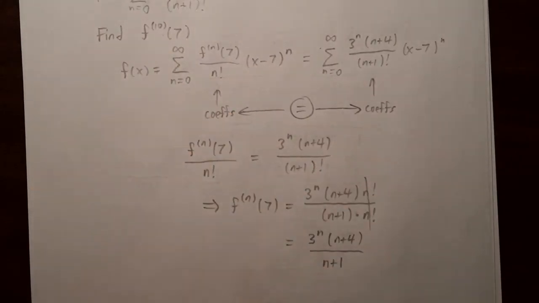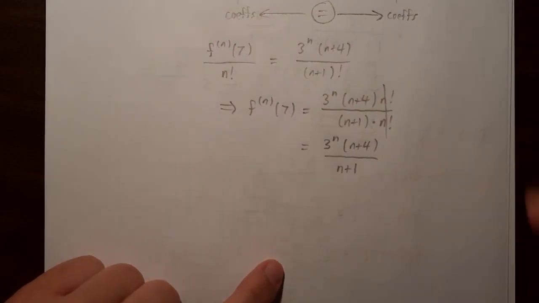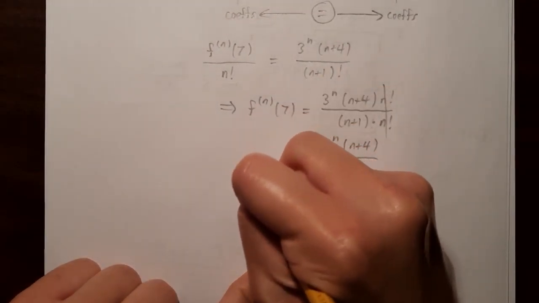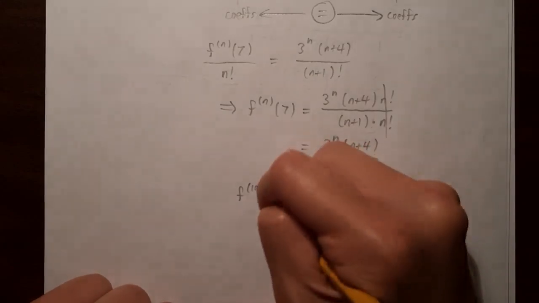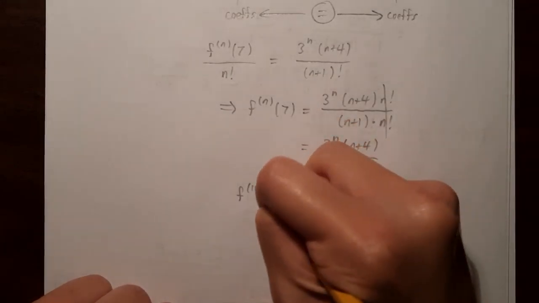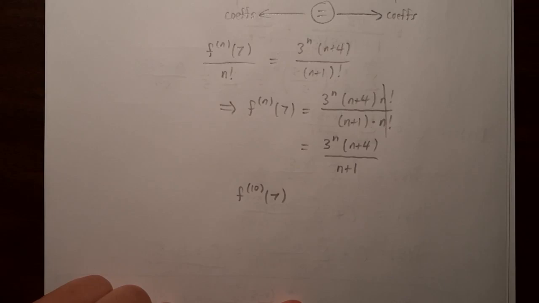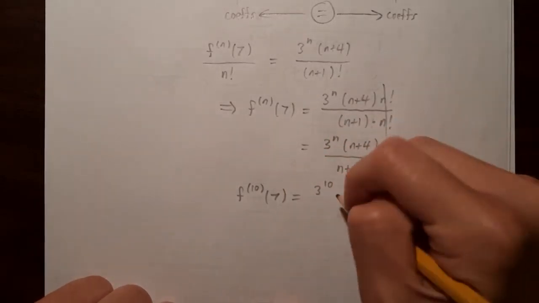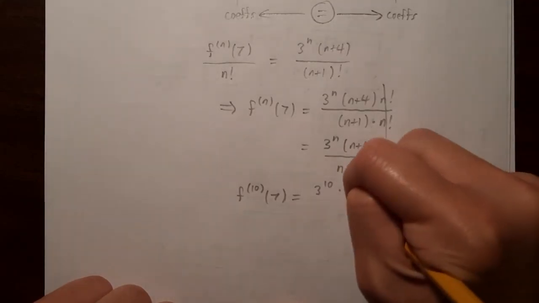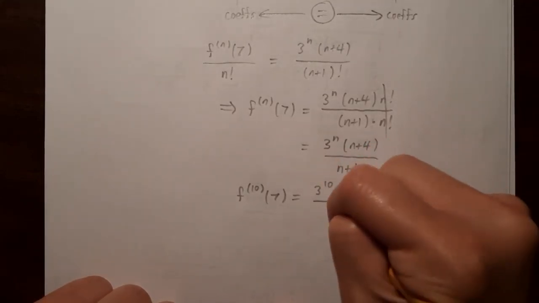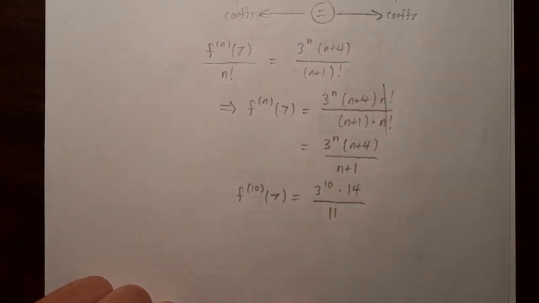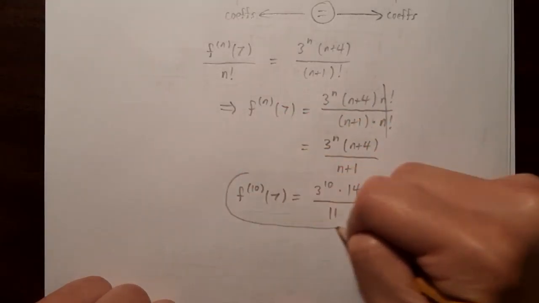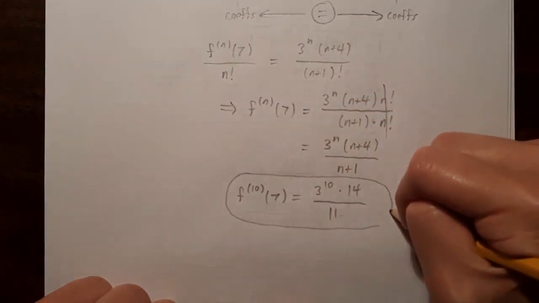All right, and so we're interested in the 10th derivative. So the only thing we need to do then is plug in 10 for n. I think the quarantine is getting to me. All right, so the 10th derivative of f at 7 is going to be 3 to the 10 times (10 plus 4), that is 14, divided by (10 plus 1), which is 11. There we go.